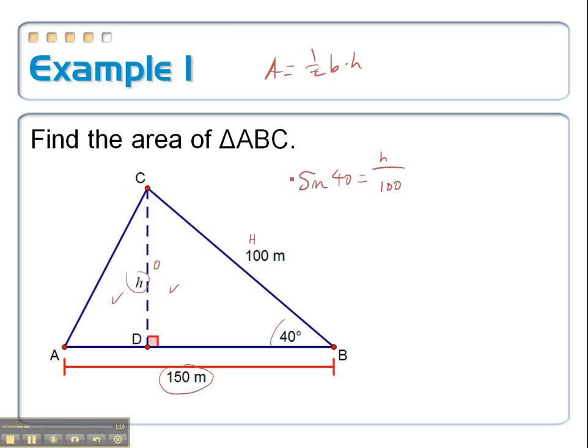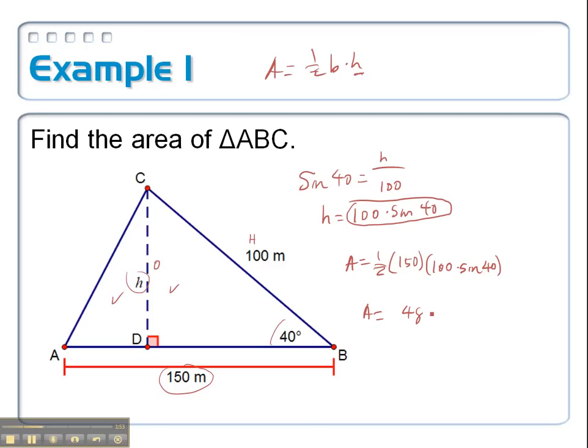100's on bottom, so we can just multiply it over, and our height is equal to 100 times the sine of 40. And at this point, I wouldn't put this into the calculator. That is the exact measurement for the height that we're going to stick in here. So our area equals 1/2 the base, which is 150, times the height, which we just found to be 100 times the sine of 40. Put all of this into my calculator, and I find that my area is approximately 4,821 meters squared when I round it to the nearest meter.